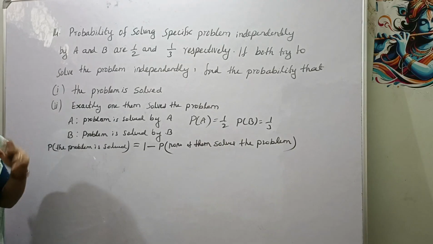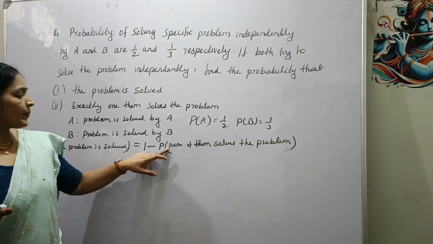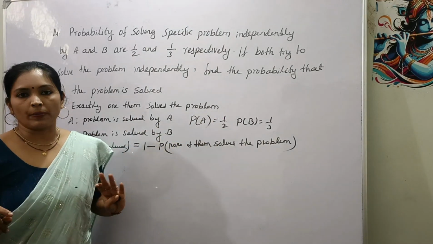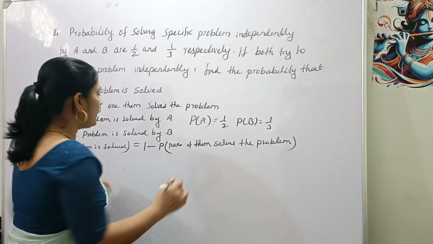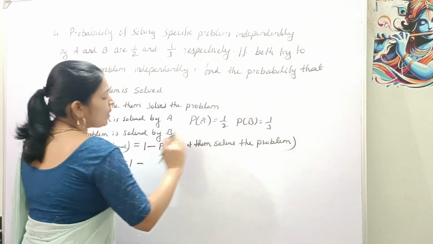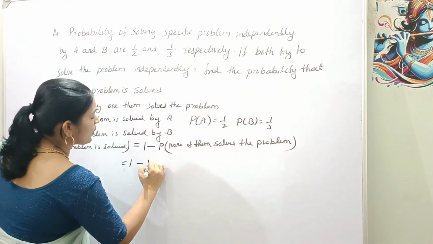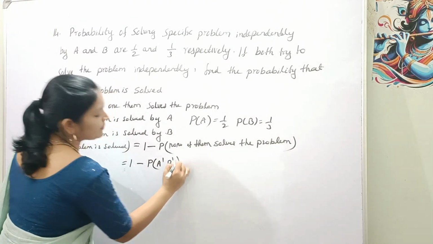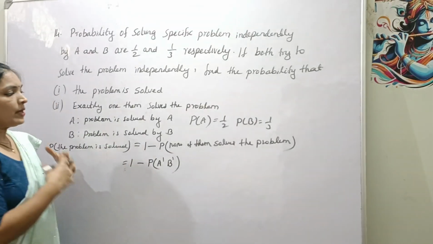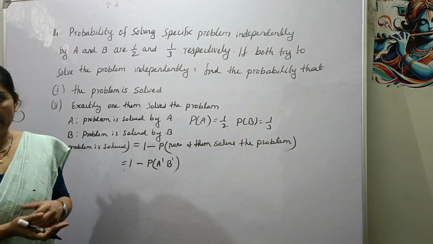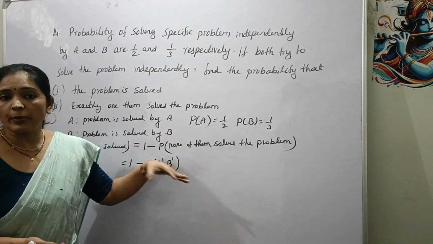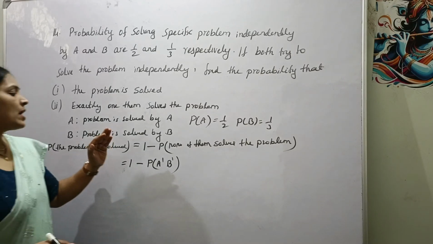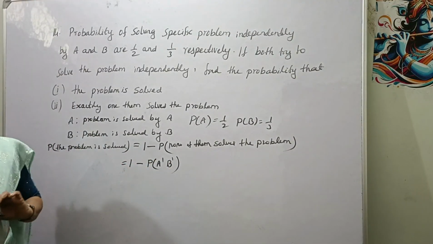So here the probability that the problem is solved is equal to 1 minus the probability that none of them solves the problem. So here we can find this one, right? That is 1 minus, what is this one? The probability that none of them solves the problem is probability of A complement, B complement. Here, the problem being solved by A means probability of A, and the problem being solved by B means probability of B. But here none of them solves the problem. Therefore, it is probability of A complement, B complement, right?